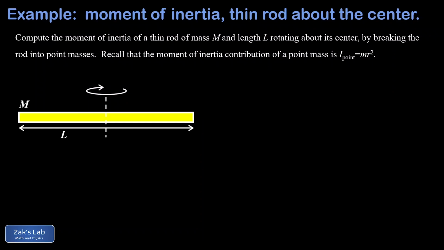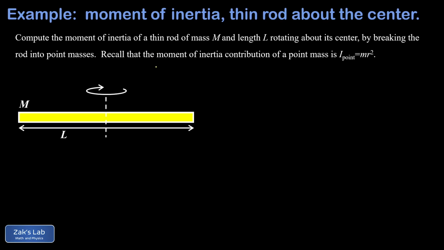In this video, we're deriving the moment of inertia formula for a thin rod rotating about its center. So we're told the mass of this rod is capital M, the length is capital L. You can see the rotation axis there through the center of the rod. And we're given a generous hint.